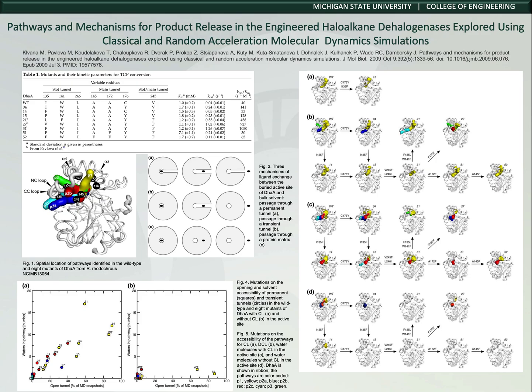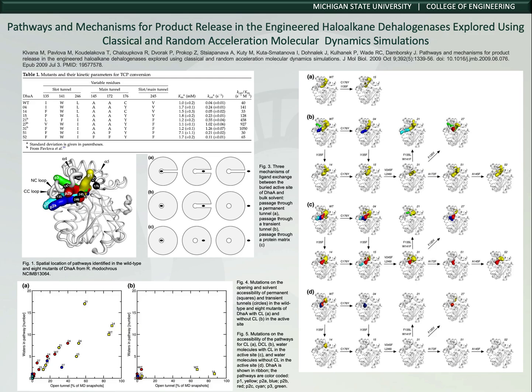And the release of Cl was only in pathway 1, and the release of DCl was shown in all 5 pathways. This release of DCl was enabled by the high mobility of the protein backbone and by progressive rotations of the protein side chains.